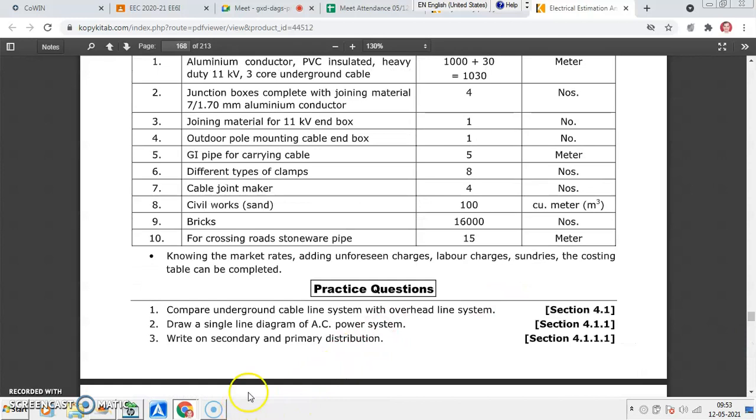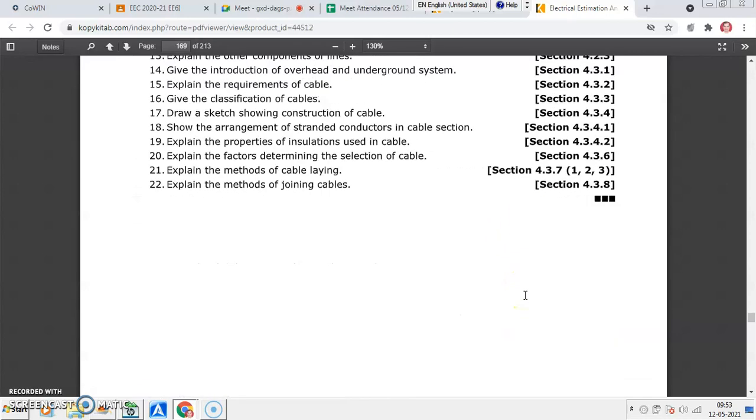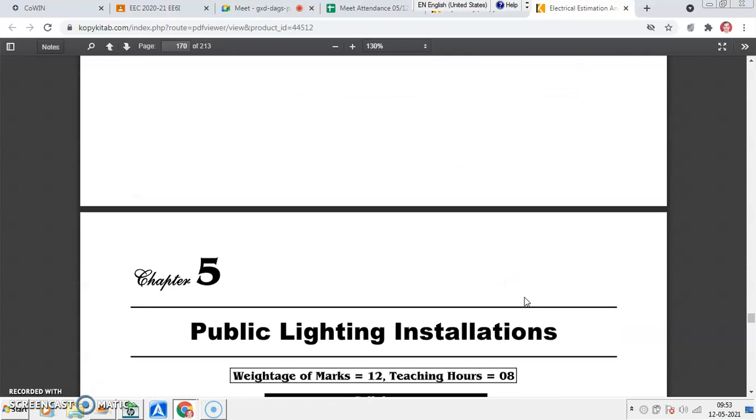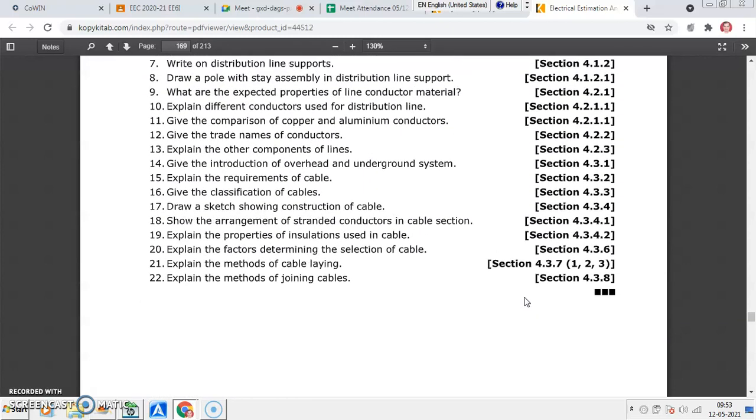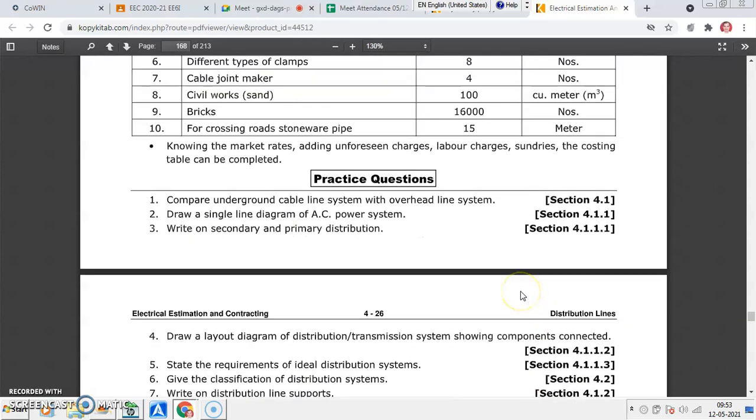So very simple, you can solve the problems. Distribution line: you must have the picture in front of you. Once you have the picture in front of you, you can easily do this. One simple problem is given over here. You can have multiple problems. You will have the assignments particularly for this.